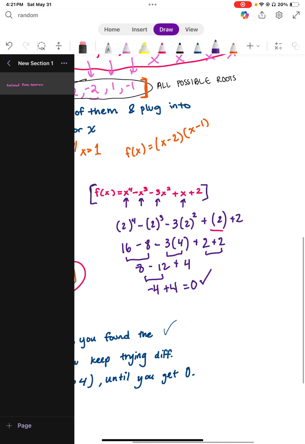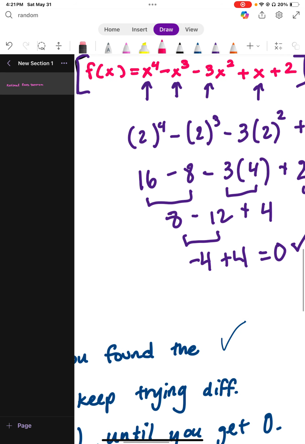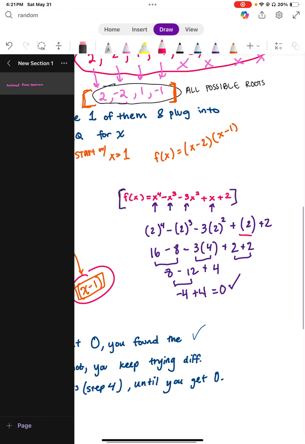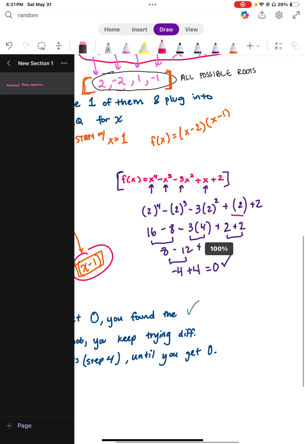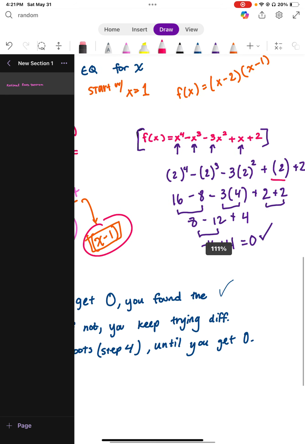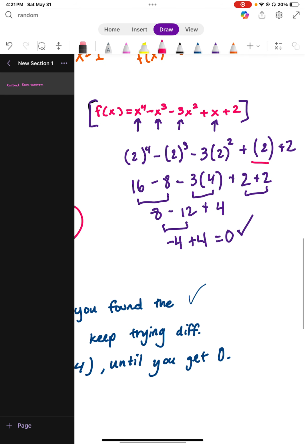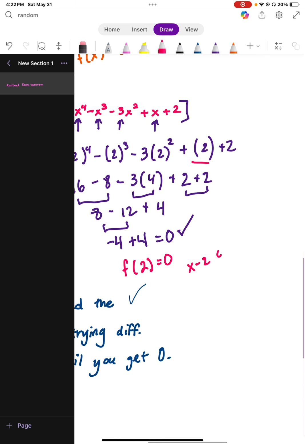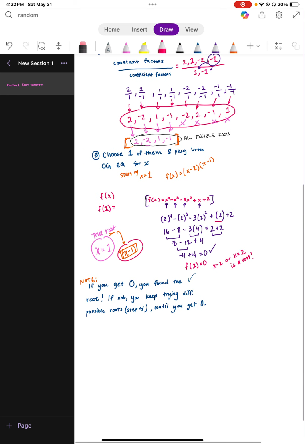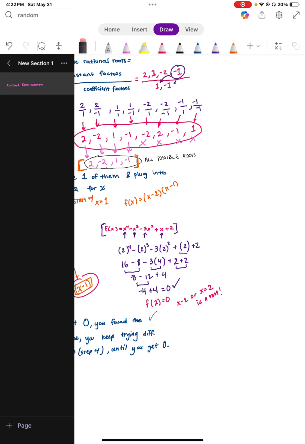Wow! I guess we have multiple roots. We have multiple possible roots, which is totally possible. So we found another possible root, another true root out of these possible roots. Another possible root we found was f of 2 is equal to 0. Therefore, x minus 2, or you could say x equals 2, is a root. Great. Now let's see if we can find a non-root.